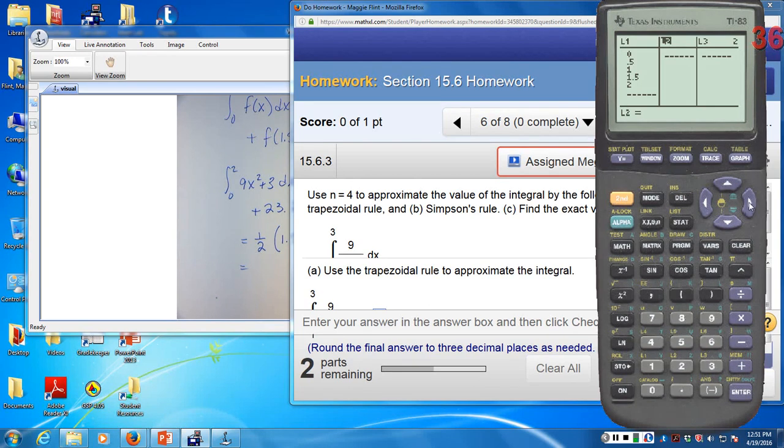Then put your cursor on top of list 2, at the very top of list 2. And then go to vars, yvars, function, y1, and for the x values, plug in list 1. So put parentheses, list 1. And what this is going to do is go get the equation that I put in y1. It's going to plug in those x values, and it's going to give me the results in list 2. Okay?